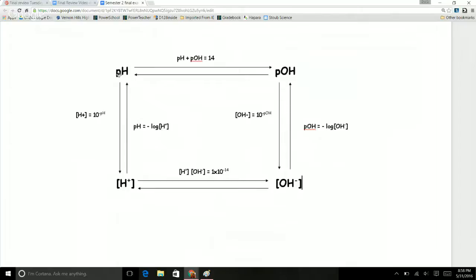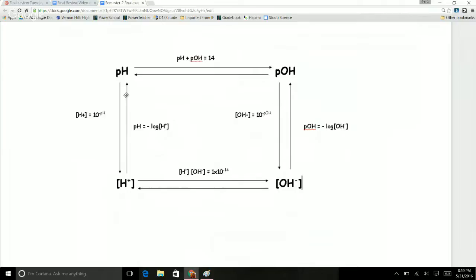Or let's say you have pH, this top left corner, and you want to find H+. Notice the arrow pushes down this way. That's when I want to use this equation, because H+ is equal to 10 to the negative pH. So it tells me how to find that. Or let's say I have, in this bottom left corner, H+, and I want to find pH. Notice I started here because I have H+, and I want to find pH. I go to the top. That's when I want to use this equation: pH equals negative log of H+.